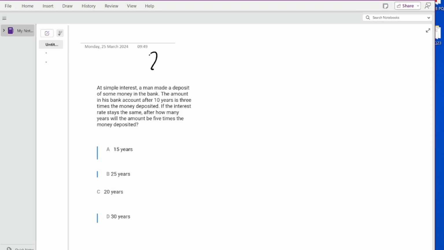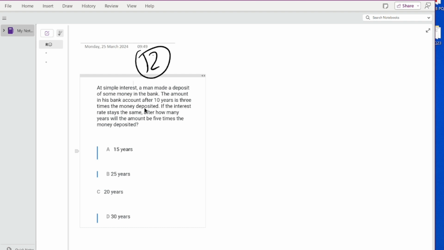The next question is the 12th question, which says, at simple interest. I'm working with a simple interest question. A man made a deposit of a sum of money in a bank. That's the principal, which is not given. The amount in his bank account after 10 years is three times the money deposited. That means the amount, which includes the principal and the interest.